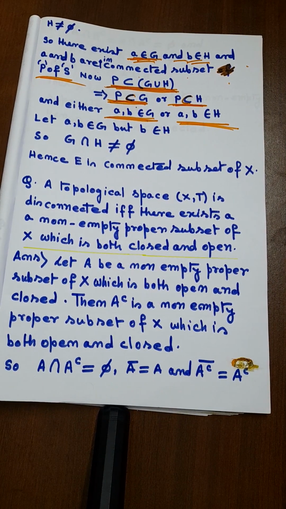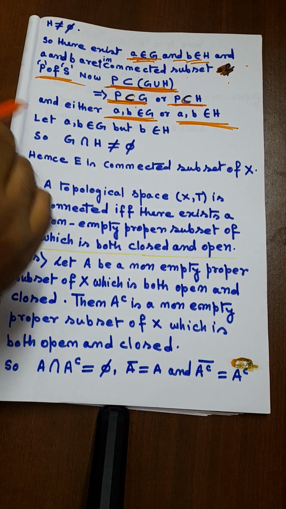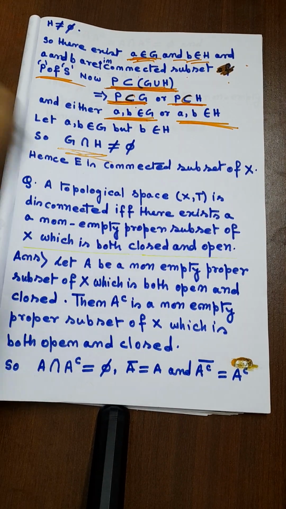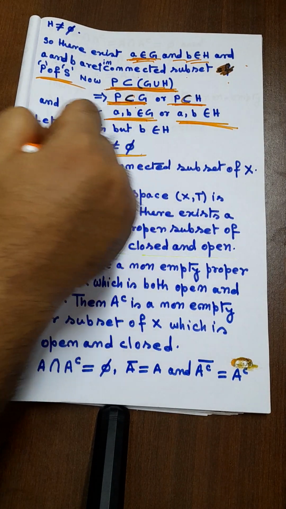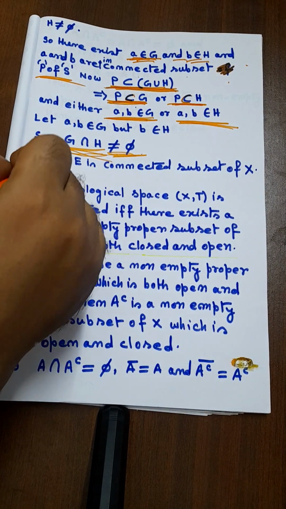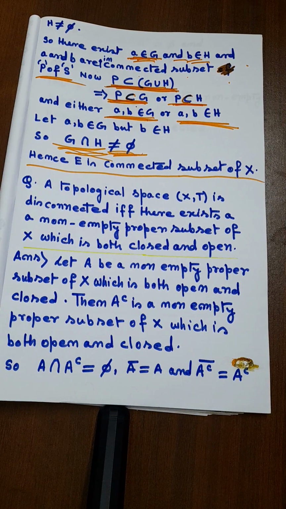But previously what have we assumed? We have already assumed that b belongs to H. So we can say that G intersection H is not equal to phi. Hence, E is a connected subset of X. Proved. It's that simple. It's not very hard.